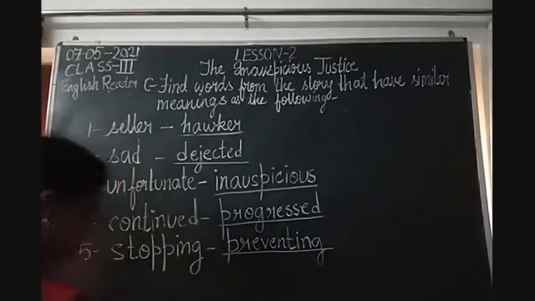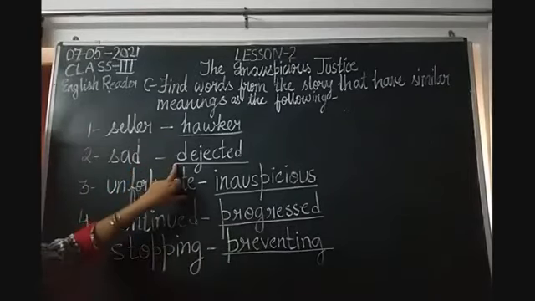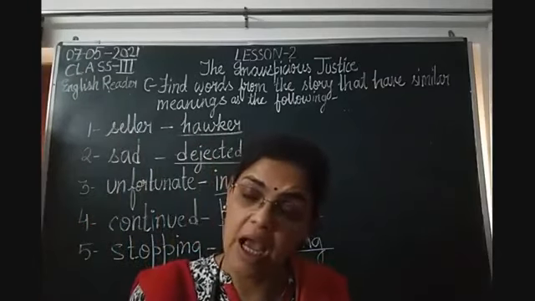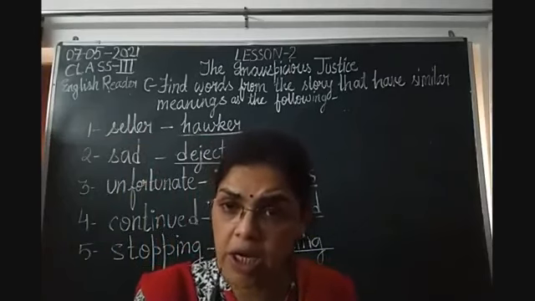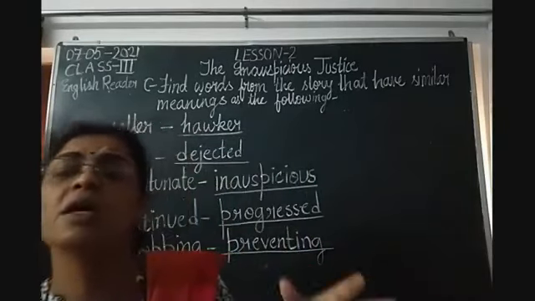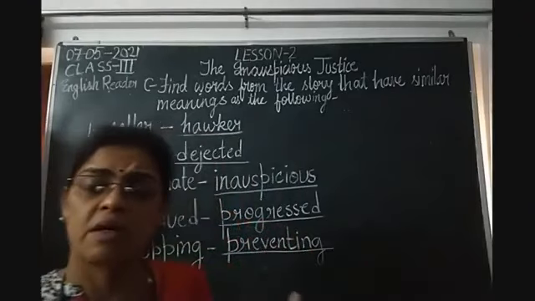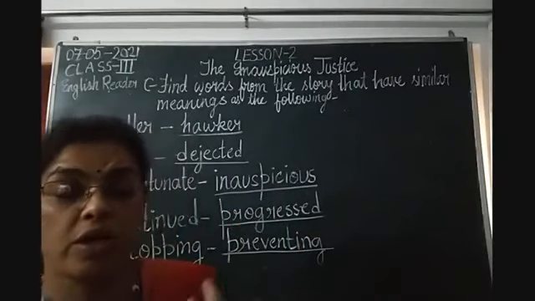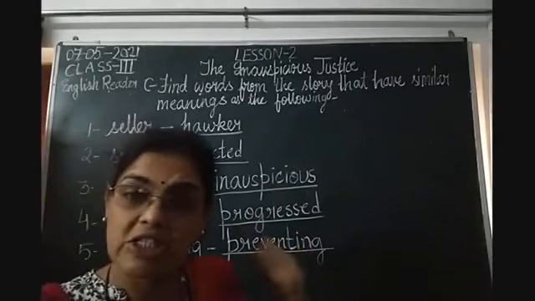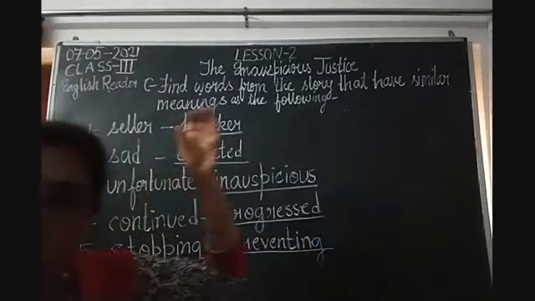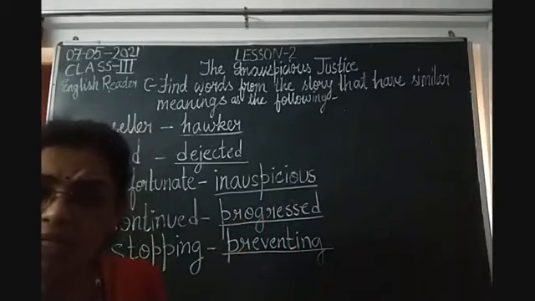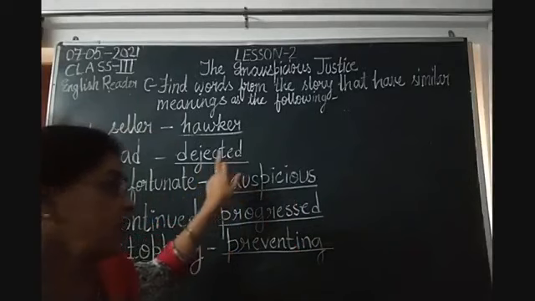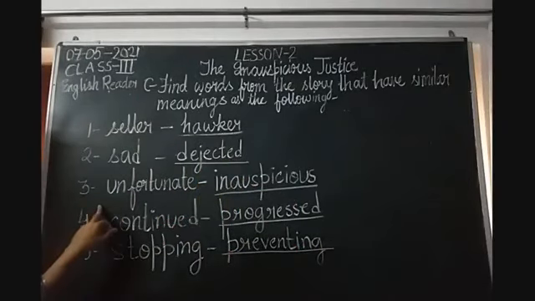And the dejected word, lesson में कहाँ use हुआ है? Emperor Akbar was dejected when he had a swollen ankle, he had pain in his feet, he couldn't drink the juice, then he couldn't enjoy the company of his trusted courtier Birbal, so he was dejected. तो अकबर के संग उस दिन बहुत सारी troubles आईं and that all made Akbar very sad. And what is the word for that? Dejected. Then, unfortunate, inauspicious.